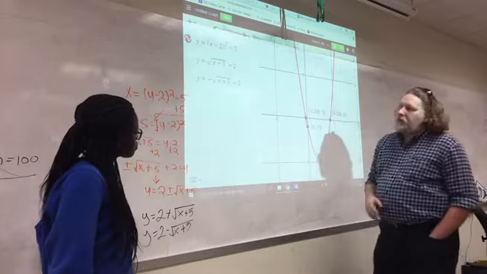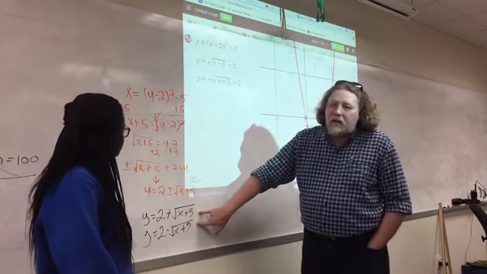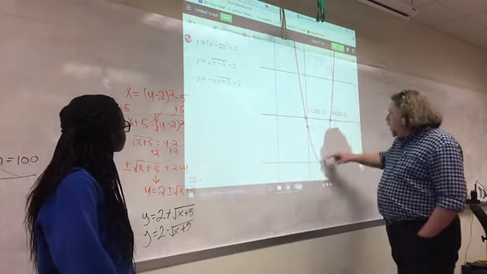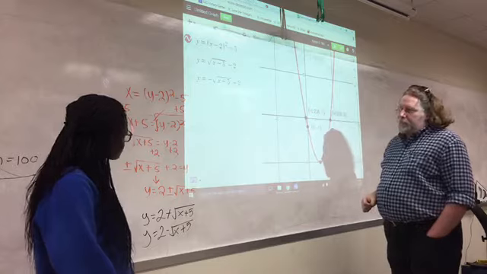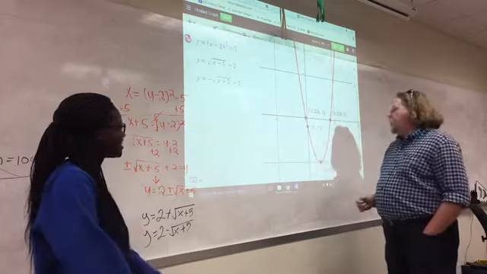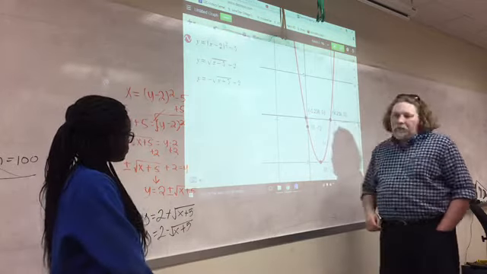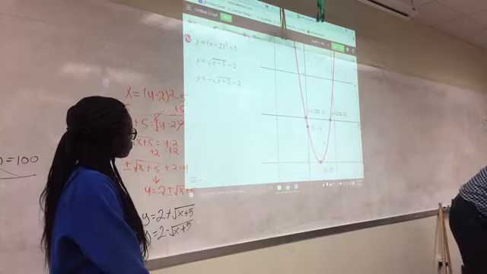Now, if Tiara has done everything correctly, then when I put her two formulas in, I'm going to see each of these points reverse its order. So for instance, 0, -1 is going to flip and become -1, 0. 2, -5 is going to flip over and become -5, 2. Let's see if she's right.